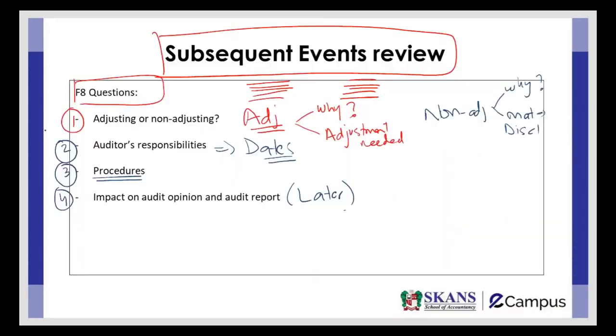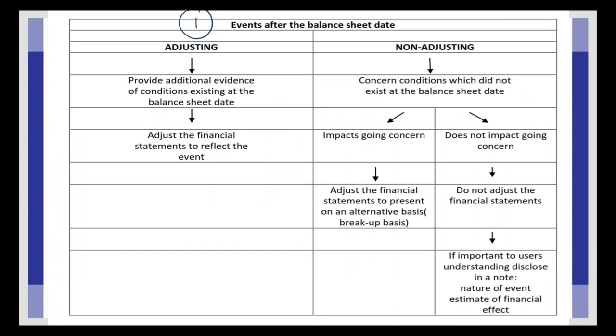Number 1, let's start with number 1, guys. This is your assumed knowledge, a quick revision. If it's an adjusting event, it would be because it provides additional evidence of conditions that existed at the balance sheet date. So you would say this is an adjusting event because it provides additional evidence of conditions which were there at the year end. And this would mean that you need to make an adjustment. Similarly, if it's a non-adjusting event, it's because those conditions were not there at the year end. So if there was a flood after the year end, the condition, which is the flood, did not happen at 31st December. So as at 31st December, there was no flood. So it's not an event which would require adjustment.